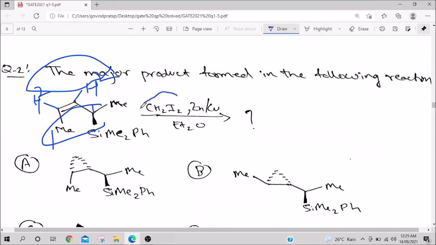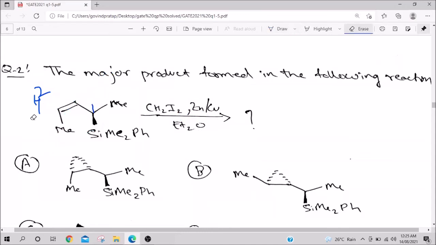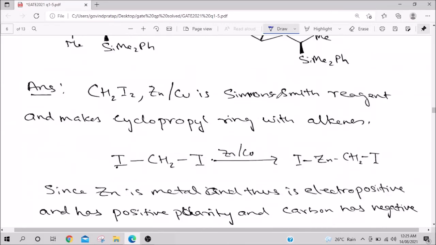So it is reacting with CH2I2, diiodomethane, with zinc-copper alloy, and diethyl ether is just a solvent, and it is asking for the product. This is a very famous reaction, you must have got it by now. It is the famous Simmons-Smith reaction, the Simmons-Smith reagent reaction, that is it. So here what happens is zinc gets inserted between carbon and iodine on one side.